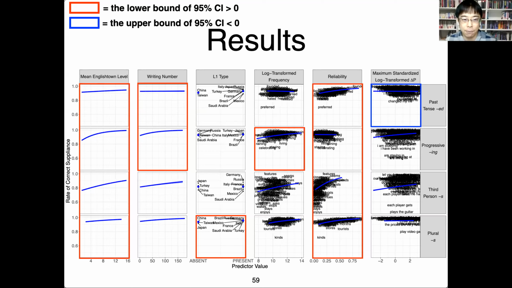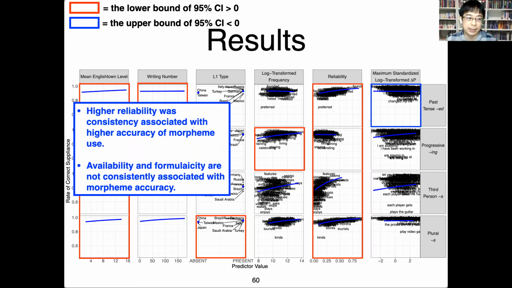But when we turn to our focal variables, which are frequency, reliability, and delta P, we can see that high reliability was associated consistently with higher accuracy of morpheme use in all the morphemes. So in all of these four morphemes, reliability was associated with high accuracy. Availability and formulaicity, however, were not consistently associated with morpheme accuracy. So why is it?